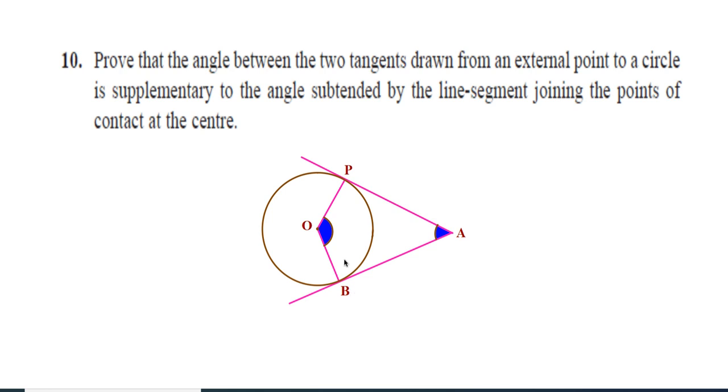It is very simple. You know what is angle OPA? OPA is 90 degrees, tangent and radius. This OBA is also 90 degrees. In a quadrilateral, the sum of the four angles is equal to 360 degrees. Here angle P plus angle B, you will get 180 degrees. Obviously angle PAB plus angle POB is also equal to 180 degrees. In this way you can prove it. Do it yourself.